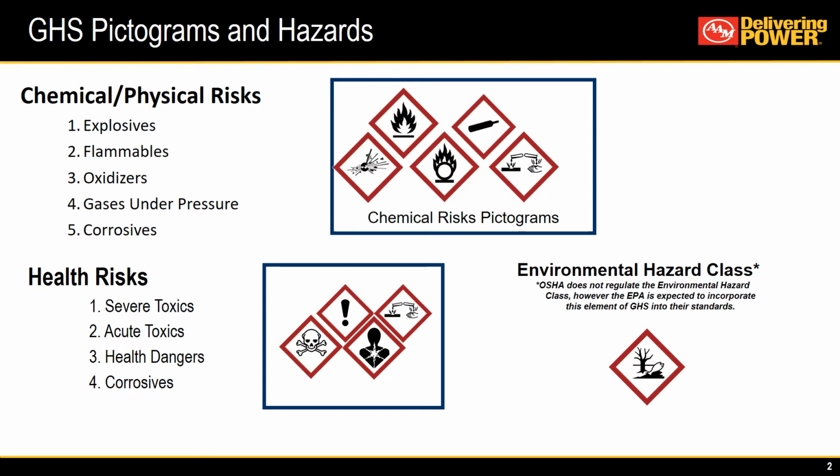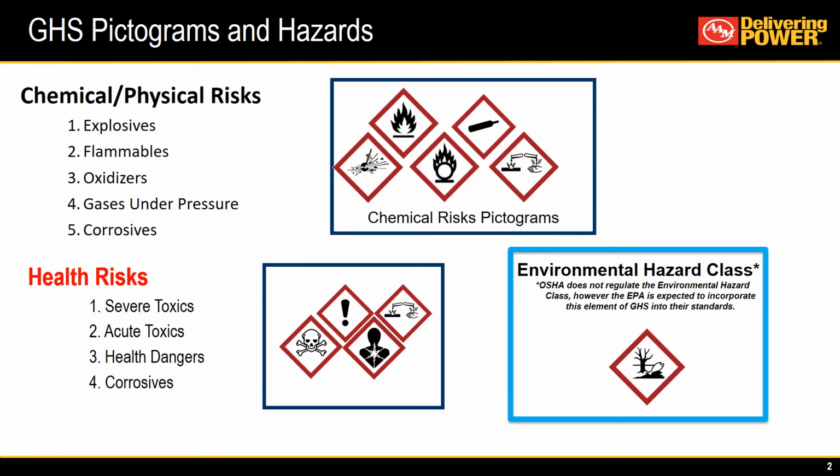Under the category of health risks, there are, from the left to right, severe toxics, acute toxics, which is the exclamation point, health dangers, and finally corrosives. Environmental hazard class are shown as a pictogram with the fish upside down.